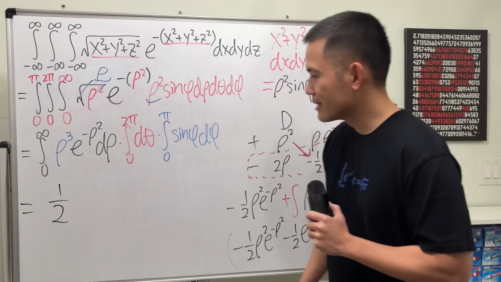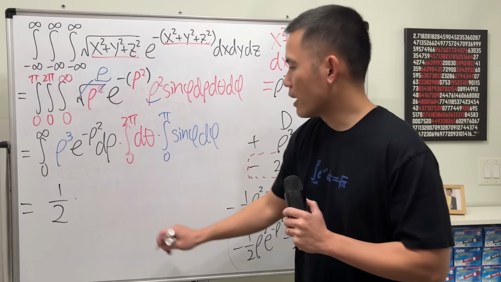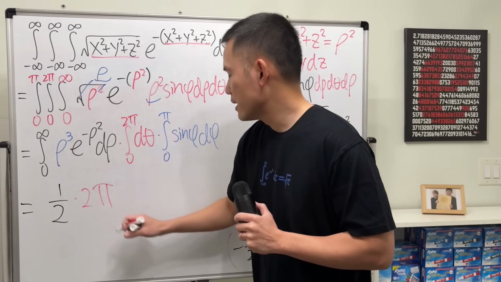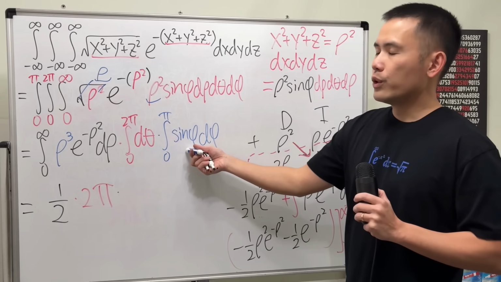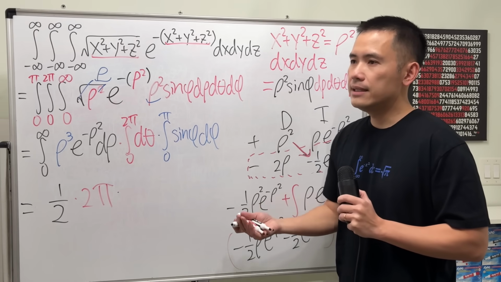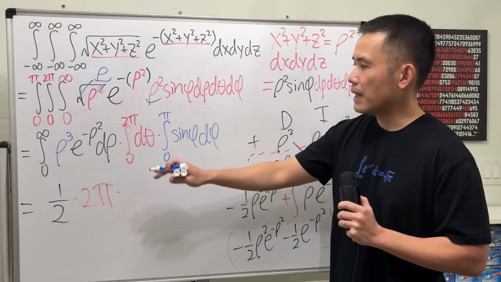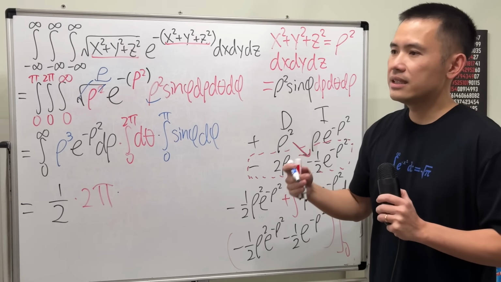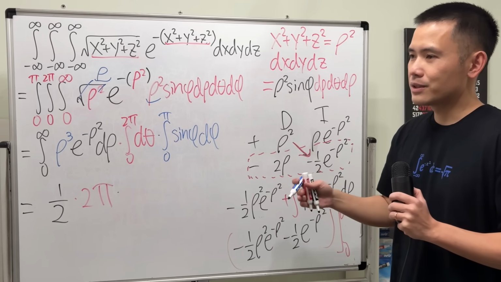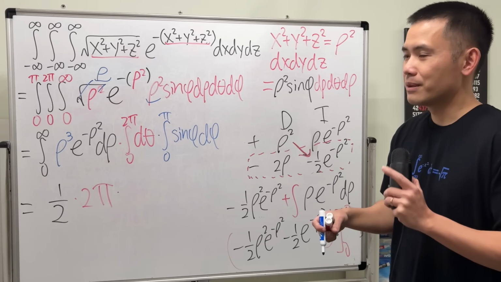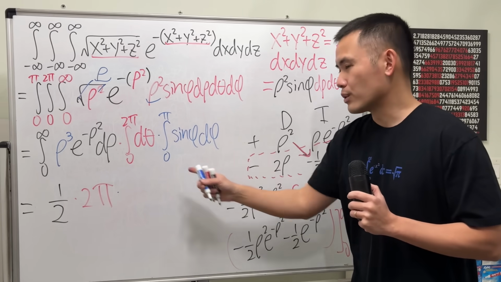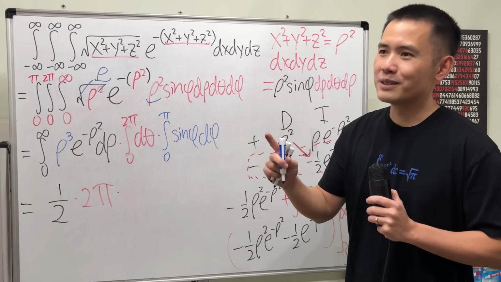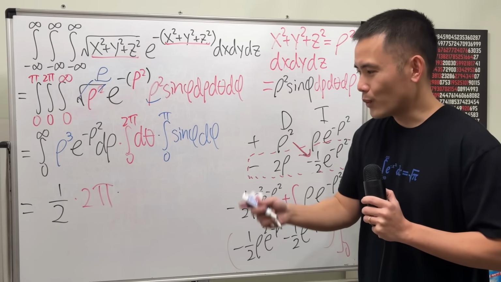Okay? Then, for this part, you get 2 pi. And then for this part, when you integrate sine, you get negative cosine. And then when you plug in pi, you get negative 1, because cosine of pi is negative 1. So you get positive 1. Minus negative cosine of 0. So it becomes minus 1, becomes plus 1. So 1 plus 1 is 2.